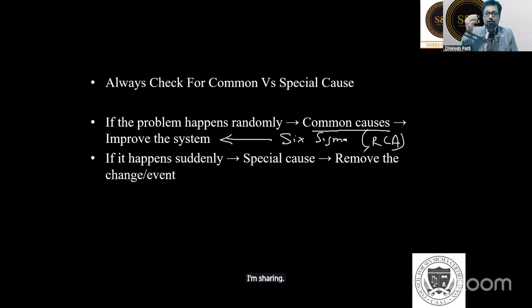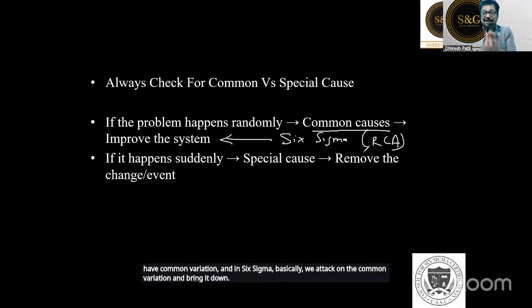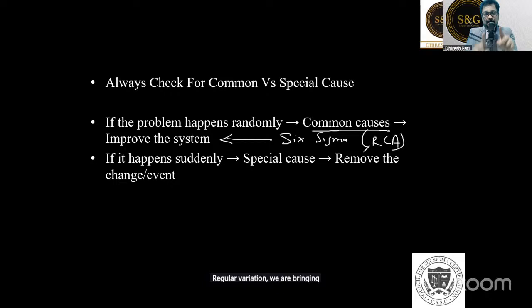See, special causes are clearly evident causes. Common causes are the causes which have common variation, and in Six Sigma we basically attack the common variation and bring it down. Regular variation we bring down by using the DMAIC principle, Six Sigma, or root cause analysis and fishbone. We are bringing down the common cause variation. Special cause is anyway evident.